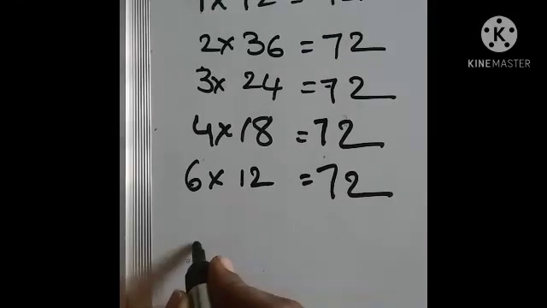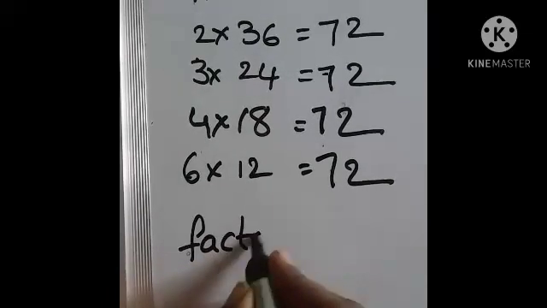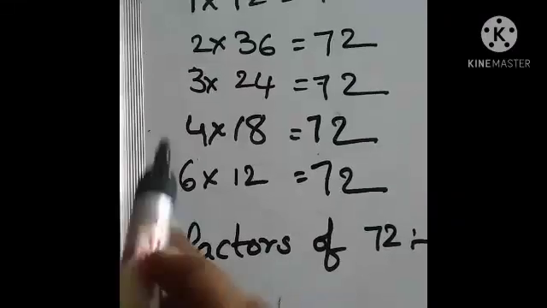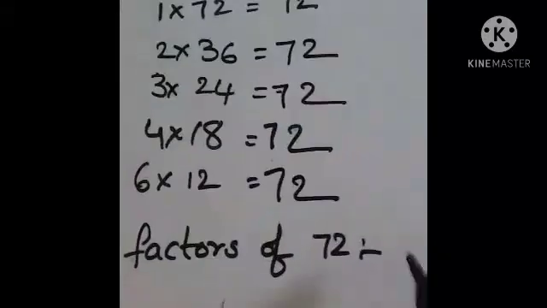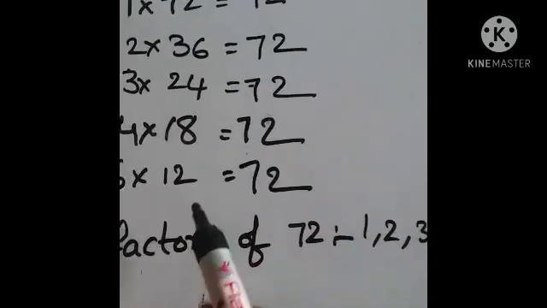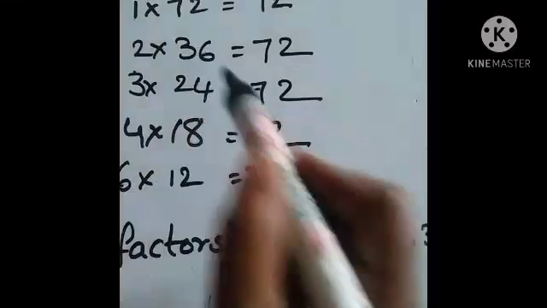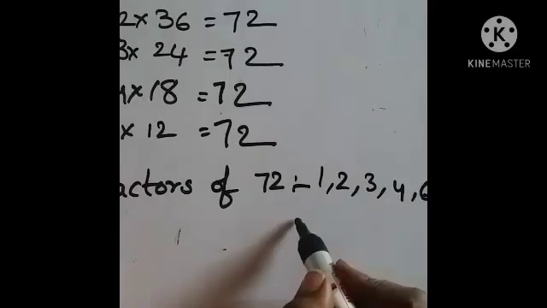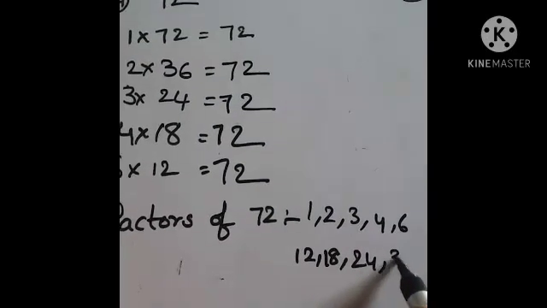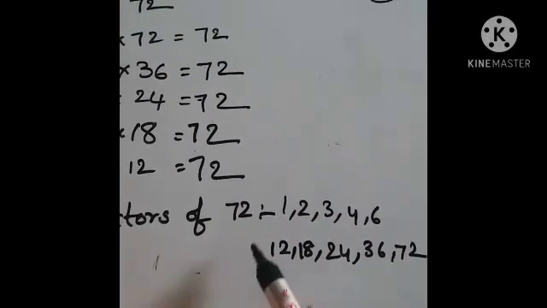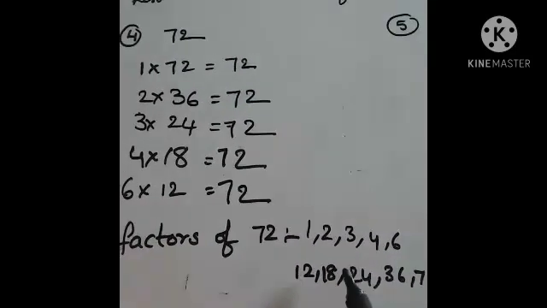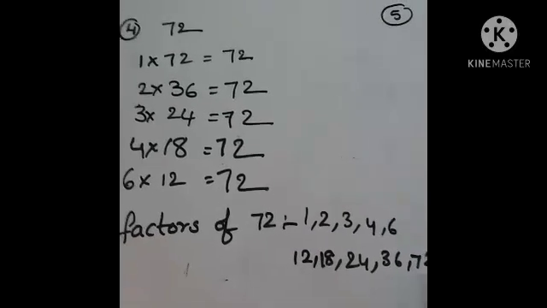So the factors of 72 are 1, 2, 3, 4, 6, and 12, 18, 24, 36, and 72. How many factors are there? 1, 2, 3, 4, 5, 6, 7, 8, 9, 10. 10 factors are there. Okay.